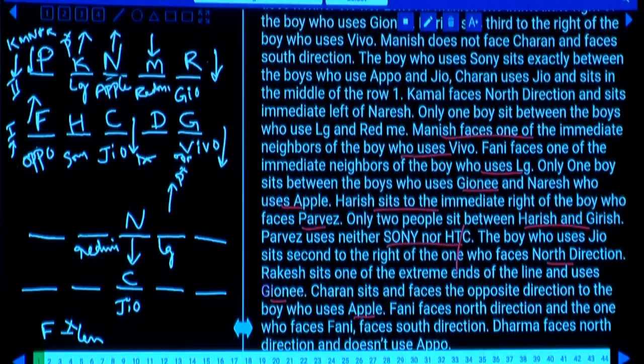Parvez cannot be HTC. As Parvez cannot be HTC, then D must be HTC. If D is HTC, then P must be Lenovo. Done with this? Now the direction of H cannot be identified, isn't it? And this is about questions 1 to 5, write down this final arrangement. Then after this, question numbers 6 to 10.